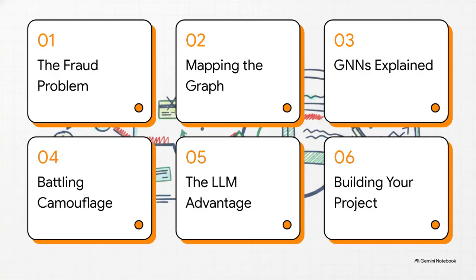So, here's our roadmap for this explainer. We're going to dismantle this complex problem piece by piece. We'll start with the core fraud problem, move into mapping the graph, and unpack how GNNs actually work. Then we'll look at how to battle that camouflage, bring in LLMs for a massive advantage, and finally, look at how you can actually build this architecture yourself.